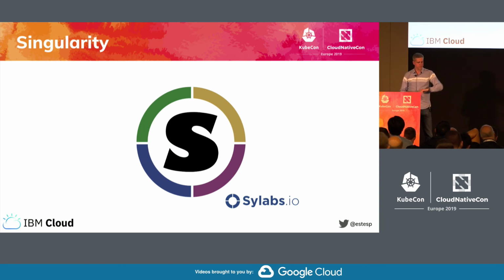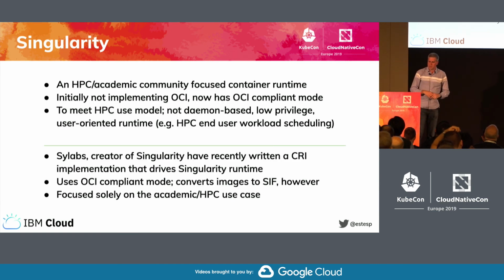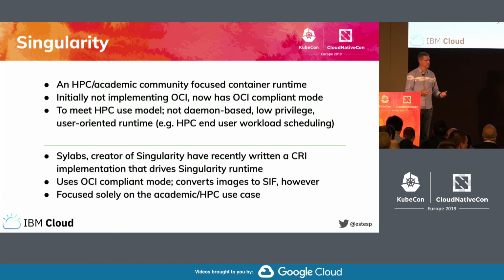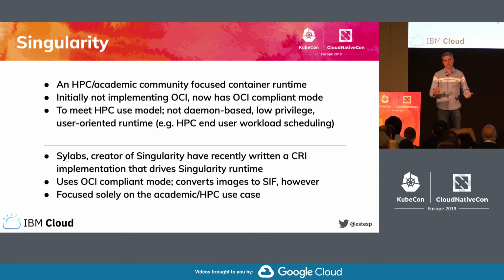I don't think I'm going to have time to demo Singularity. Singularity is a high-performance computing runtime that initially wasn't OCI compliant, nor did it have a CRI, but in the last few months they've added those capabilities. It's not daemon-based. It fits the HPC model of end-user workload scheduling. At a big national lab, scientists submit their jobs via a login node, and Singularity matches that model well. And now they have a CRI, with interest in Kubernetes in the HPC and science community.